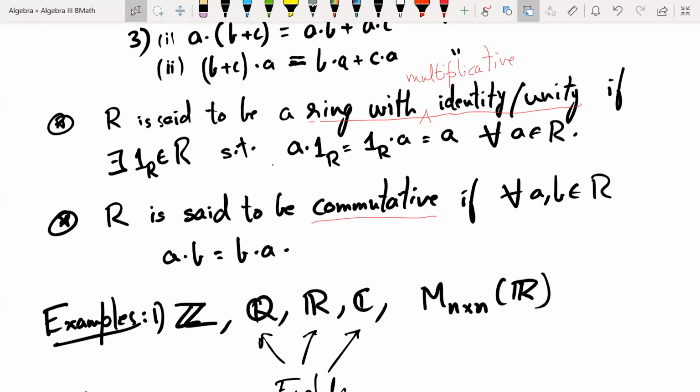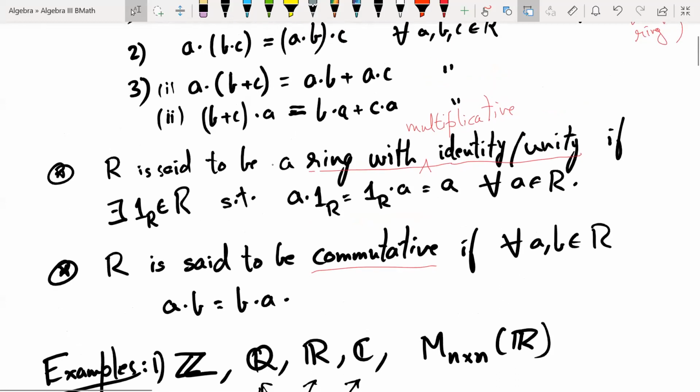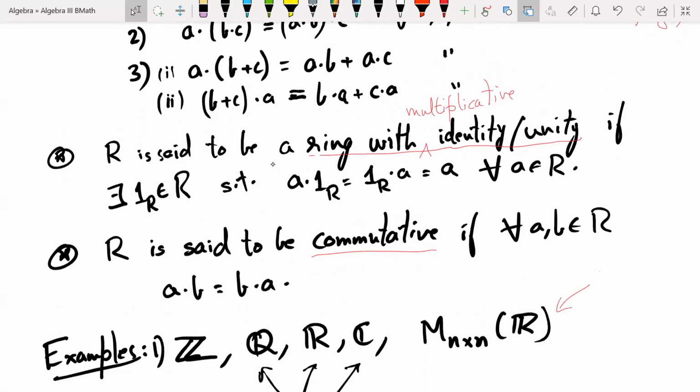But basically, everyone knew what structure they have. They have this addition and multiplication, and they satisfy all these axioms. So all these four are commutative rings with identity, with unity. And this guy is the set of matrices. And we know that this is not commutative. Set of matrices with entries in the real numbers.